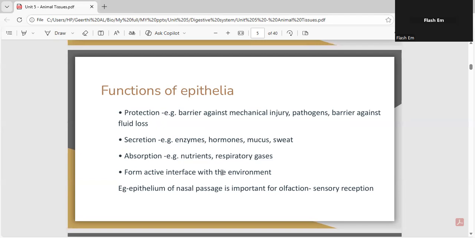When you skim through past paper questions, you will have observed questions like: what is the function of epithelia, and not the function of connective tissue, or which is a function of connective tissue but not common to epithelia. So even the functions are very important, because here no insulation takes place and no support, like in connective tissue. So protection, secretion, and absorption, and you have to note down the examples also.